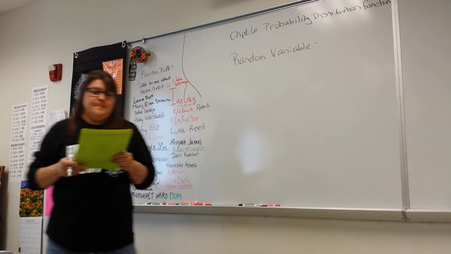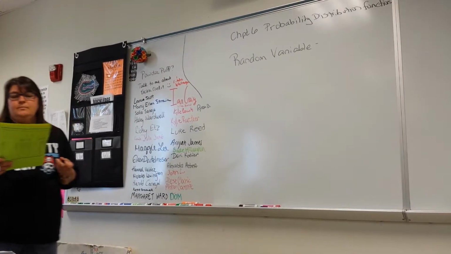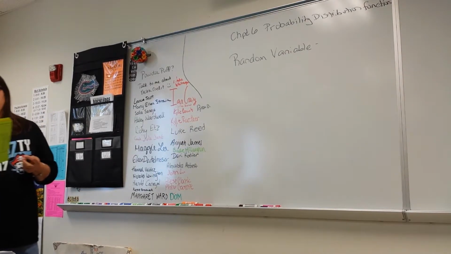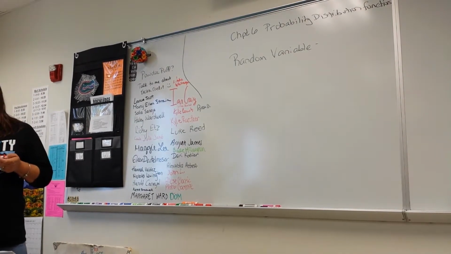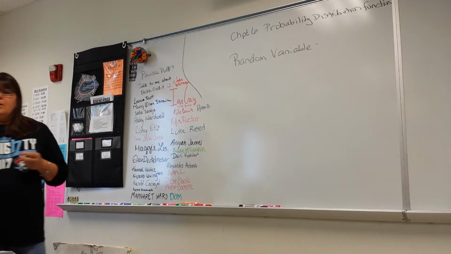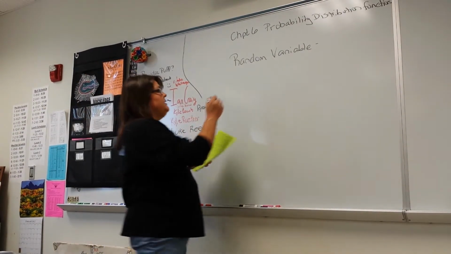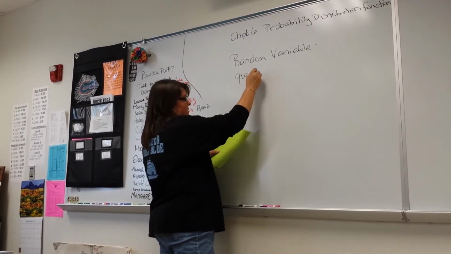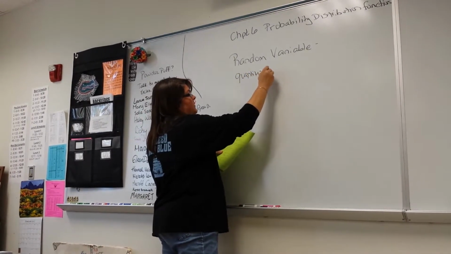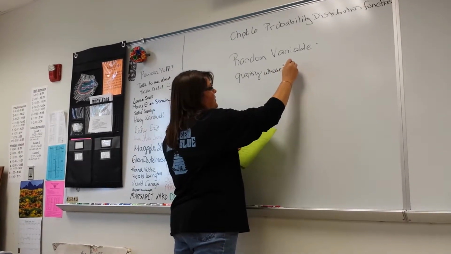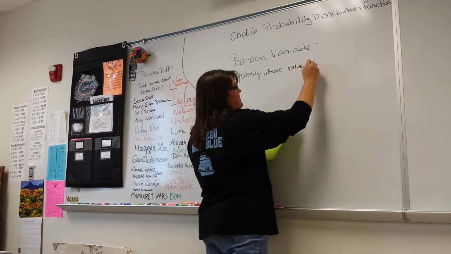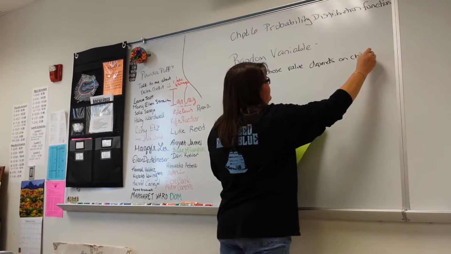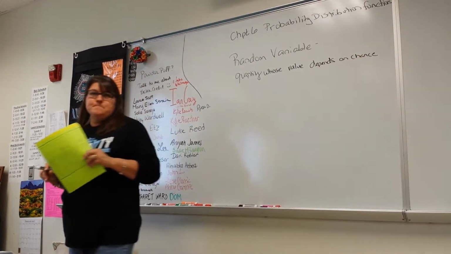Definition. Isn't that where you go out and survey a random group of people? It could be people. Number. It's just numbers scattered. Okay, so the definition that we're going to utilize is the quantity whose value depends on chance. Oh boy, what does that mean?